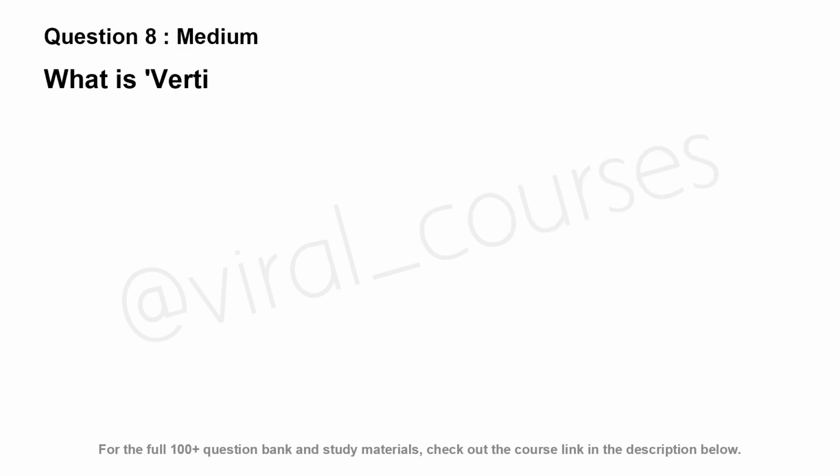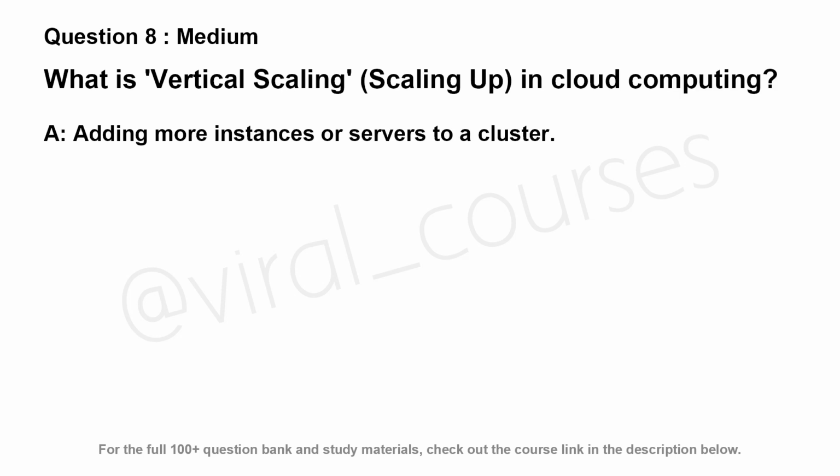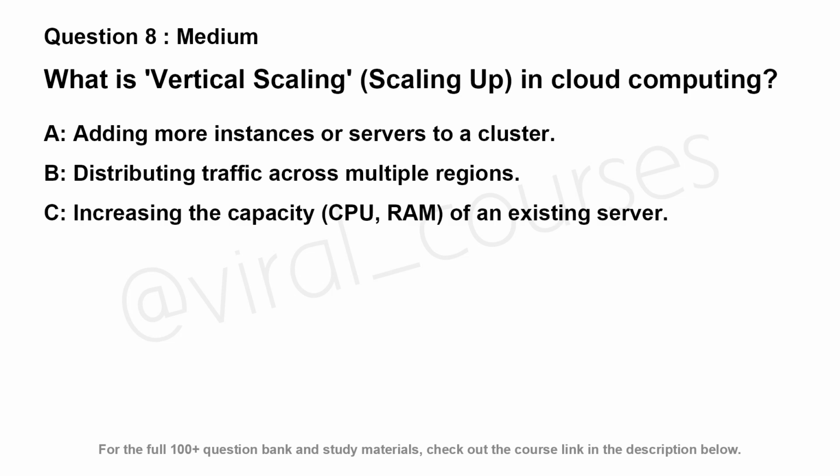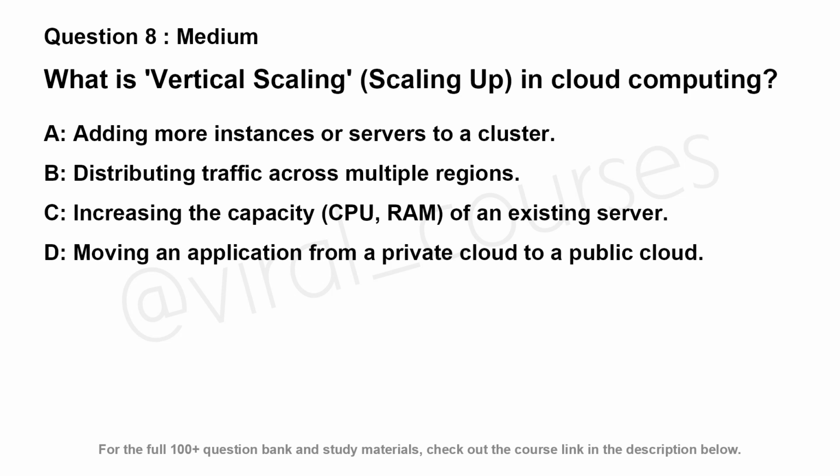What is vertical scaling, scaling up, in cloud computing? Option A. Adding more instances or servers to a cluster. Option B. Distributing traffic across multiple regions. Option C. Increasing the capacity, CPU, RAM, of an existing server. Option D. Moving an application from a private cloud to a public cloud.